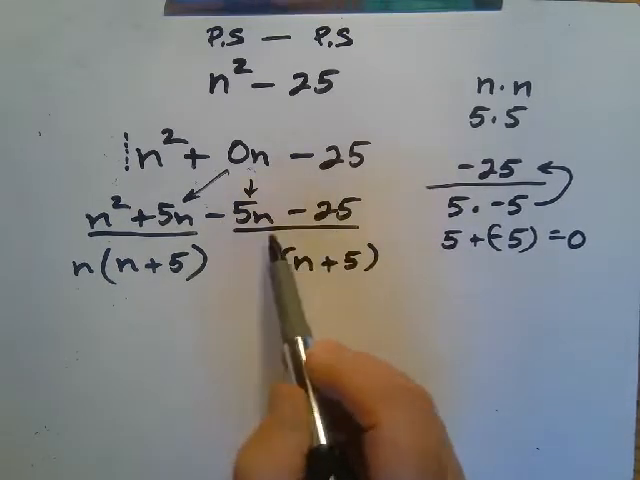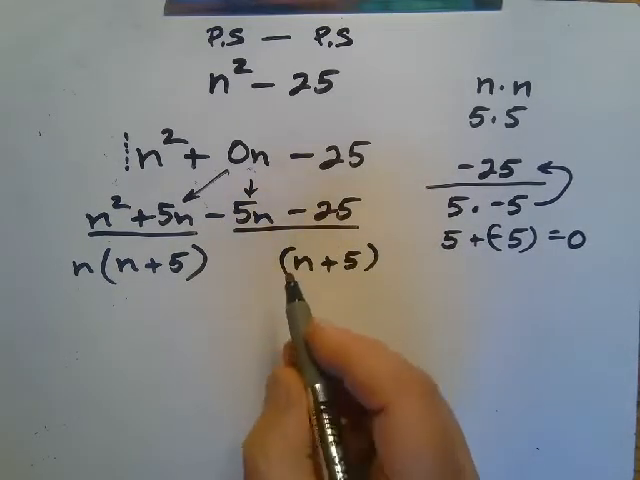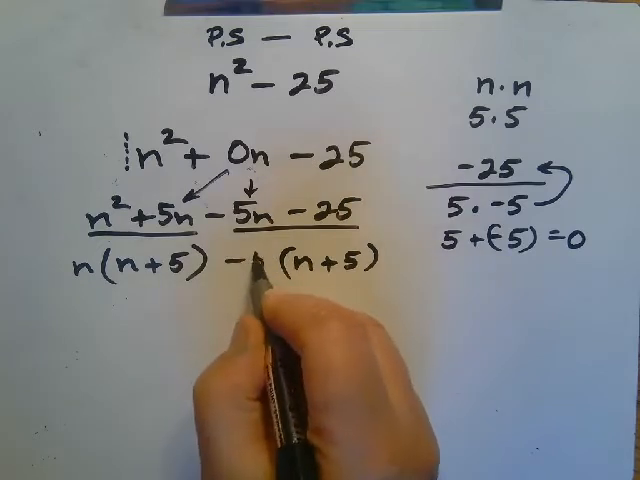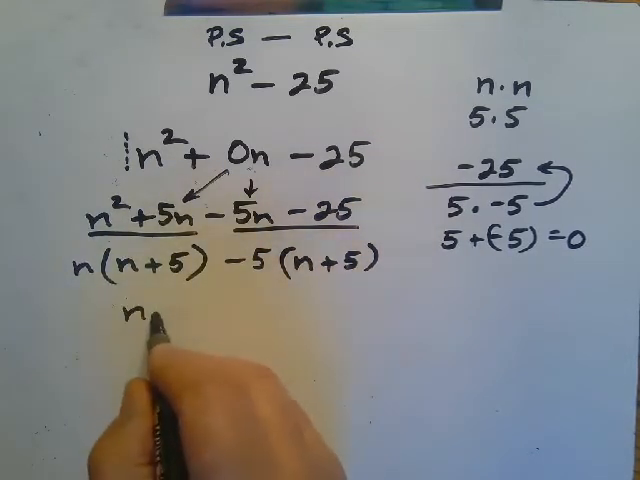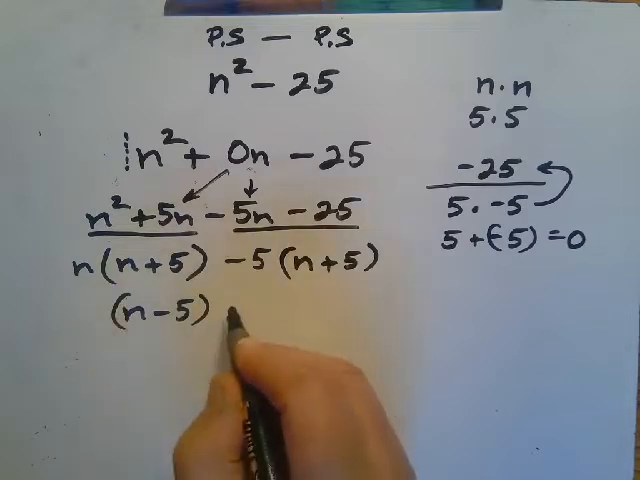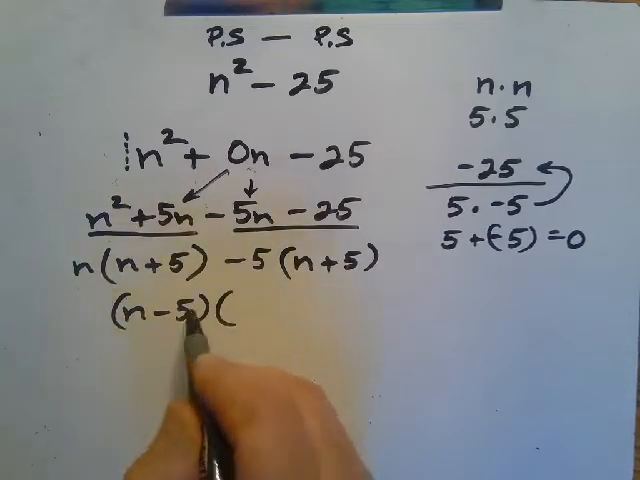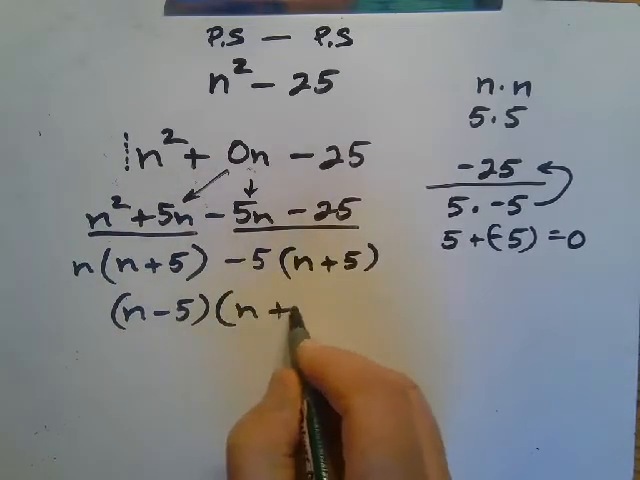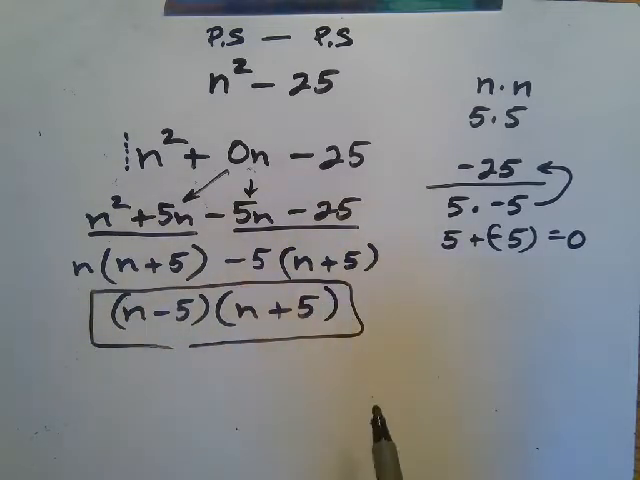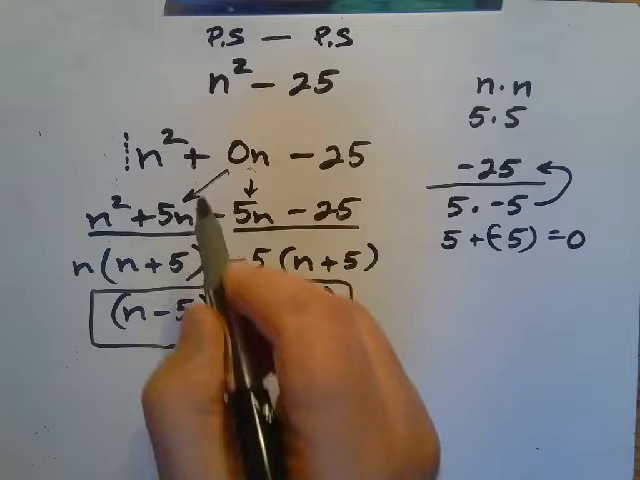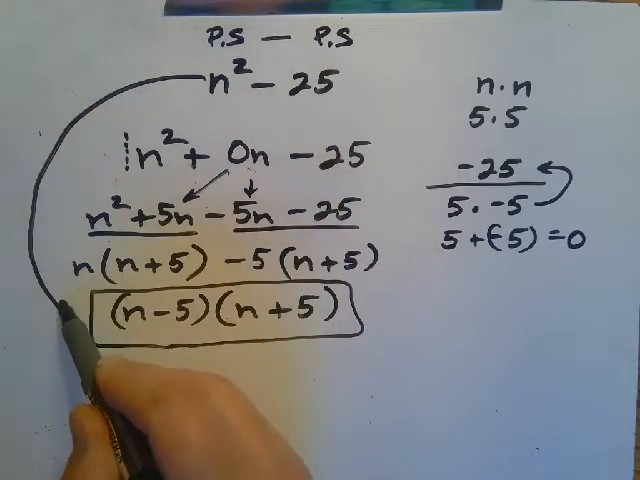And what had to come out of this group? Well, a negative 5 had to come out of that group. So now I'm going to marry the pieces: n times a negative 5, or n minus 5, and the 2 shall become n plus 5. And you see that this is our answer, and it's so predictable, we could have jumped right from here to here.